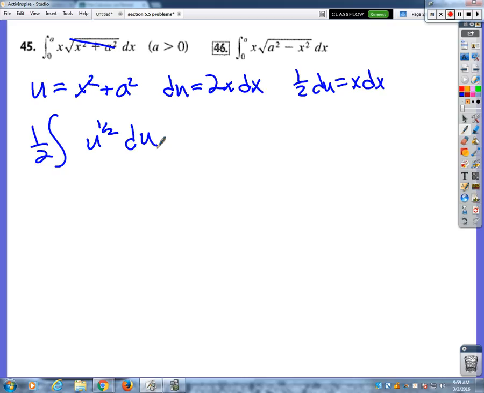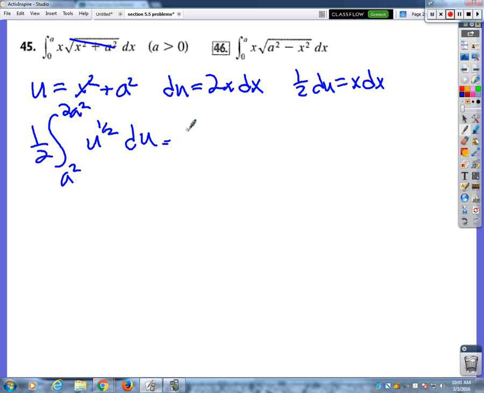Okay, and then McKenzie asked the question, what about the substitution now? Well, we just do what we always do. So I'm going to just take A and plug it in there for X. A squared plus A squared, which is 2A squared. And then I'm going to take 0 and plug it in there and go A squared. And then I'm going to say to you, finish it.